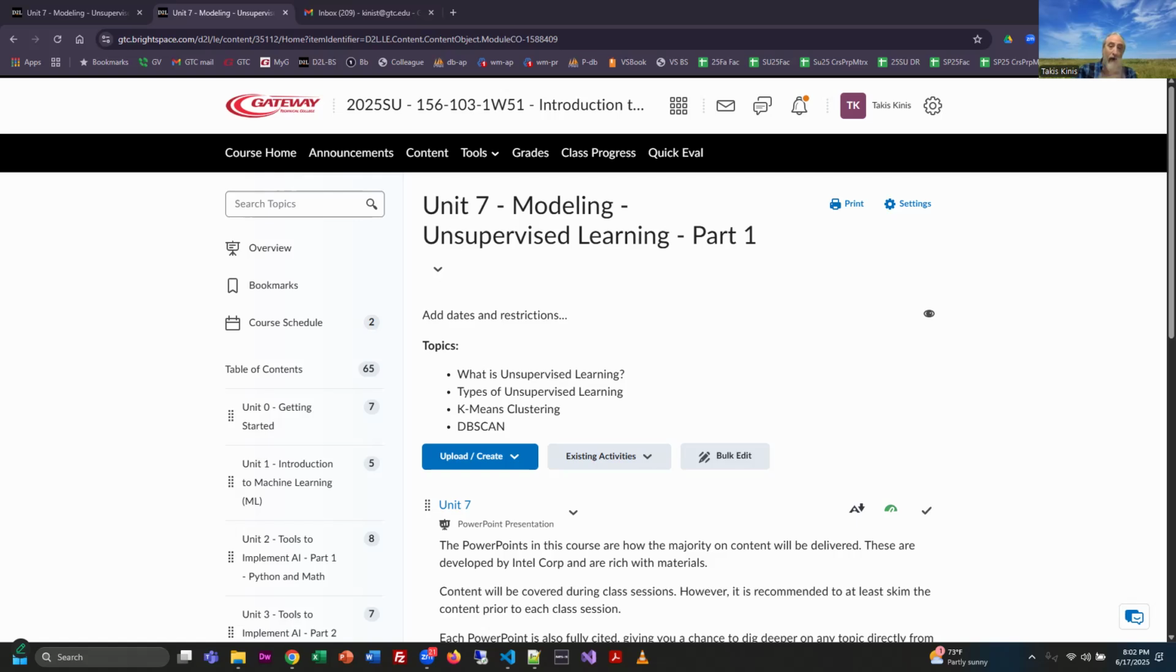So there will be a part 2 to this. Tonight, we're going to be focusing on two critical approaches to doing unsupervised learning. One is the k-means clustering, which we might consider the most fundamental form, and then the DBScan. And then next week, we'll look at some other methods.